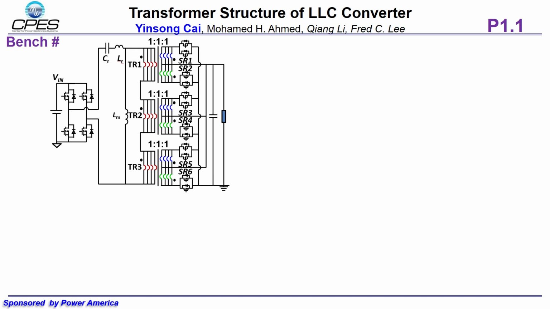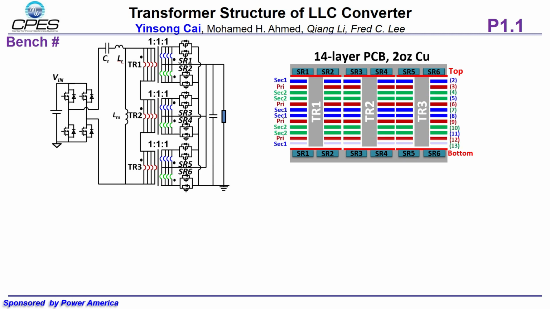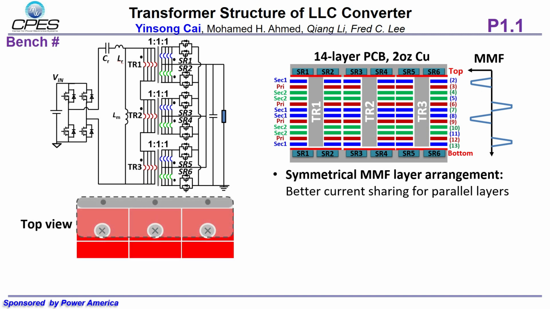This design uses a 14-layer PCB, with top and bottom layers for devices and the middle 12 layers for windings. The windings are perfectly interleaved and are arranged in a symmetrical order. This alternating MMF structure achieves better current sharing for parallel layers. The top view shows the SRs and output capacitors. We integrate them with the transformer so that the secondary termination loss is minimized.